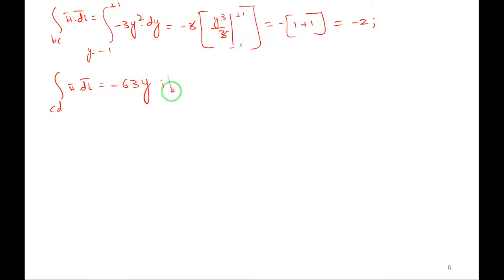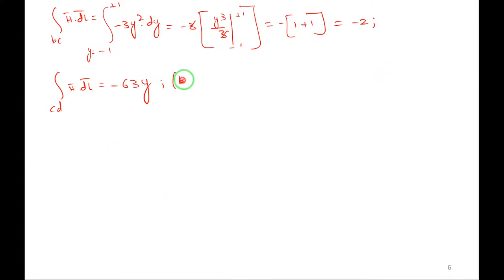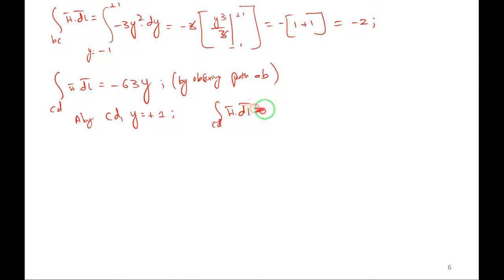How I have written this, right? By observing this path AB, or else you can write by observing path A to B. So I will get minus, exactly reverse, right? But what is the value of y along CD? Along CD, what is y? Value of y. So along CD, value of y is plus 1 here. So substitute the value of y as plus 1. So I am getting this as closed line integral of CD h dot dl. So I will substitute y equal to 1 here. So minus 63 I am getting.